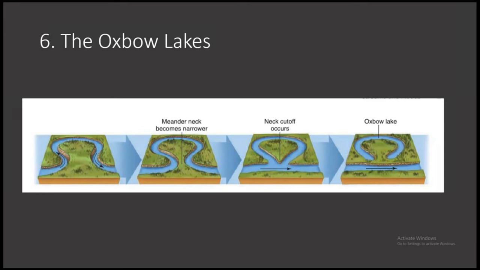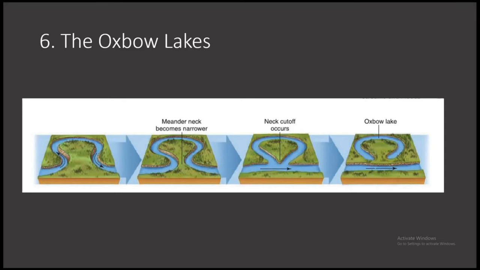Earlier the river was flowing through a curve or a meander, and the meander neck slowly reduced its width. It took so many years, and once upon a time, in the case of a major flood or something, the meander neck was completely cut, and the river started flowing straight. So it left a curved path, and that curved path we call an oxbow lake.